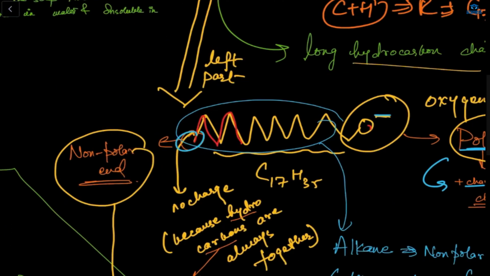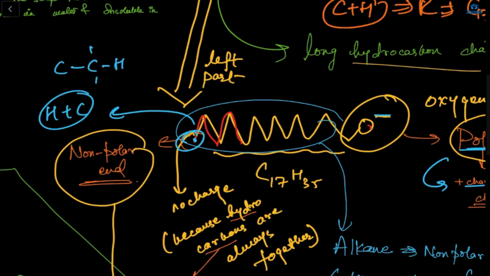And here, this end is non-polar. Why? Because this is not having any kind of charge. This is your hydrogen plus carbon. Hydrogen and carbon, like if I'm writing, let's say, C2H. Let me write first. This is your C2H. How many H? 1, 2, 3, 4, 5, 6. C2H6.